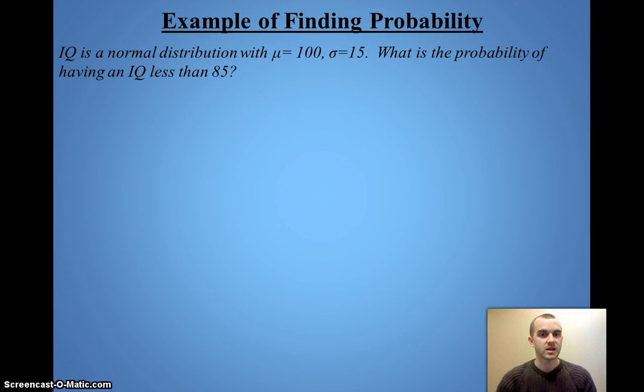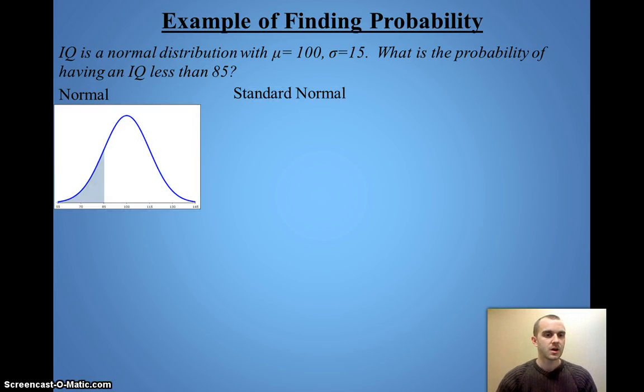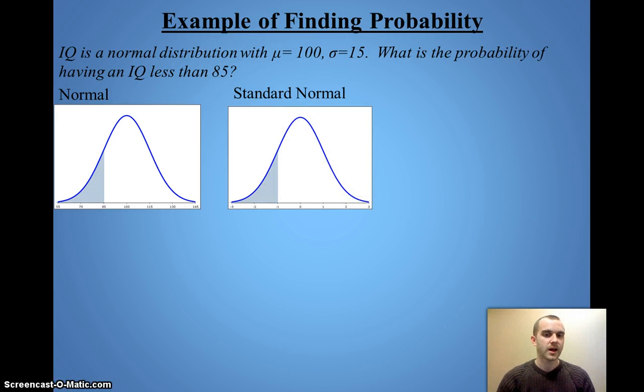So say we're looking at IQ, where we've got a mean of 100 and a standard deviation of 15. We want to know what's the probability of IQ being less than 85. Now if I graphed both the normal and standard normal, I'd end up with the exact same graph. The difference being that on the normal, my values are 100 and then plus or minus 15 for each standard deviation. And on the standard normal, the mean is 0 plus or minus 1 for each standard deviation.